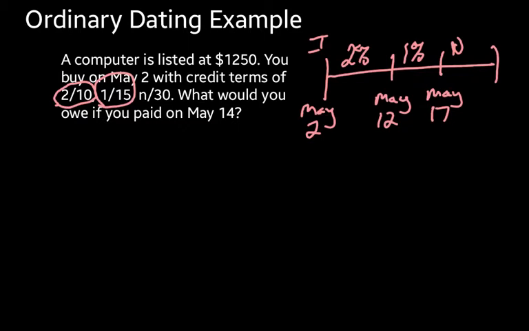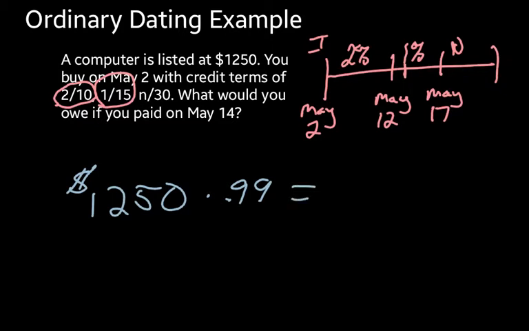So now if I look here, I have May 14th falls not within the 2% window, but within the 1% window, right about here. So I'm going to be able to take a 1% discount on this $1,250. Now, we don't end up finding the 1%, we end up using the complement, because we're going to take our $1,250 and we're going to say that we don't pay 1%, or we do pay 99%, or 0.99. And if we multiply that out, we get $1,237.50.